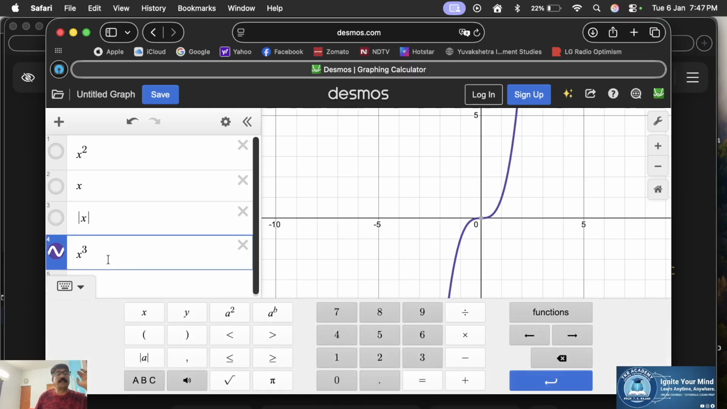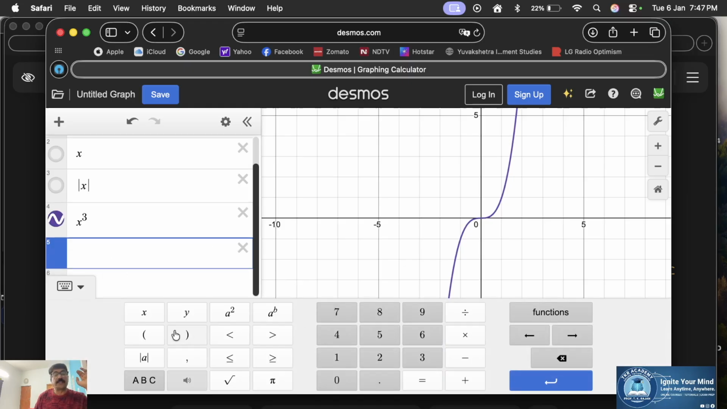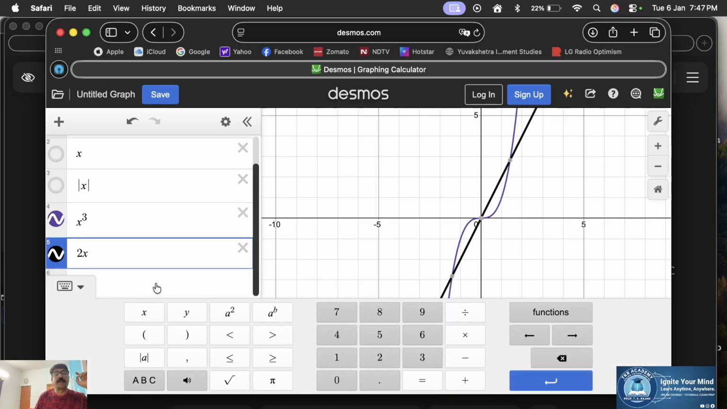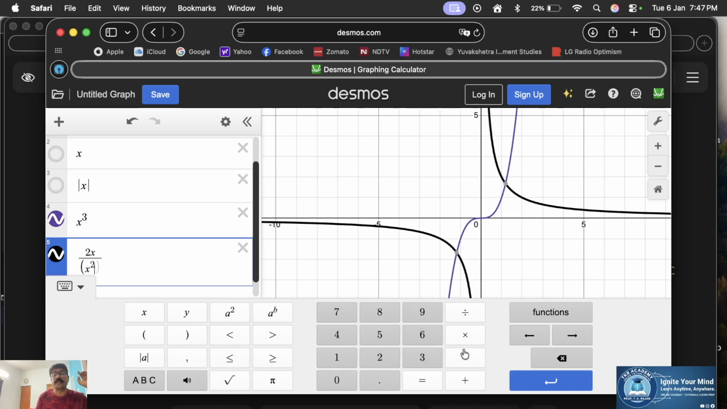Let us take 2x divided by x square minus 3. In bracket you should write x square minus 3 minus 3.